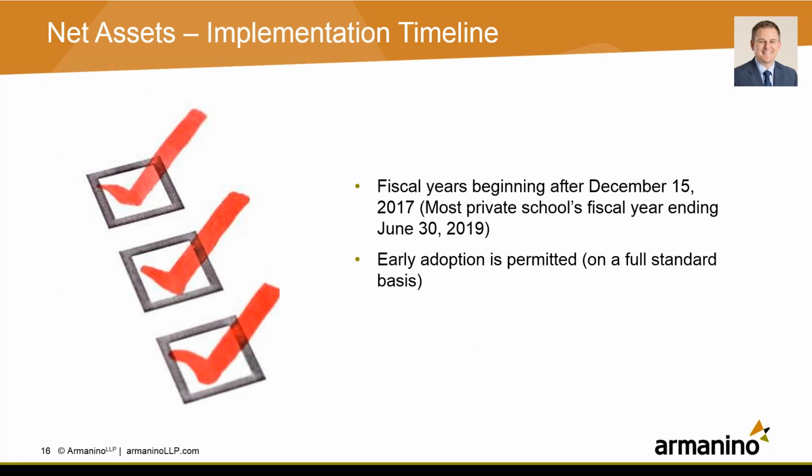So when do we need to start messing around with these new standards? We did mention at the top of the call, I think Matt mentioned, that these will be effective for schools for the years ending June 30, 2019. Early adoption is permitted. However, if you do choose to early adopt, you have to adopt the full standard. You can't just take bits and pieces of it. And we're not recommending early adoption at this point.